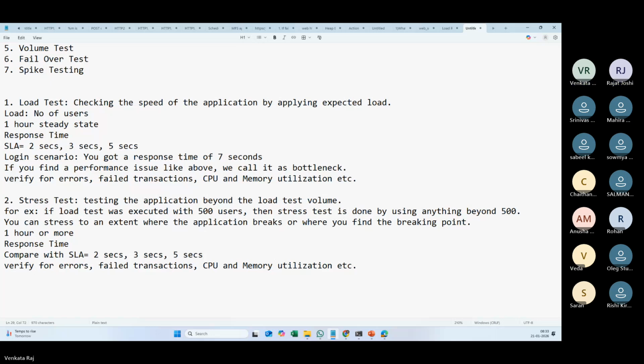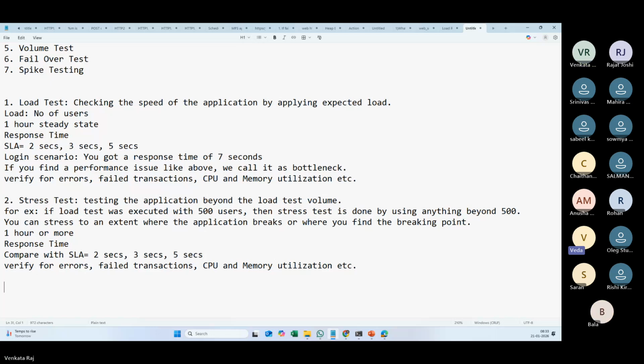So how will we know what the breaking point is? Like, there will be errors, or response times will be higher? Correct. Correct. Yeah.